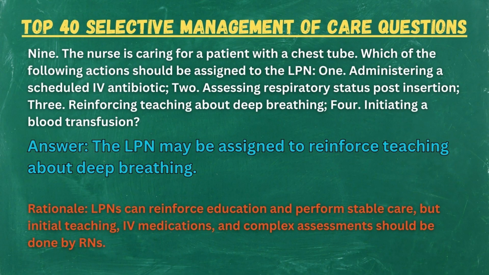9. The nurse is caring for a patient with a chest tube. Which of the following actions should be assigned to the LPN? 1. Administering a scheduled IV antibiotic. 2. Assessing respiratory status post-insertion. 3. Reinforcing teaching about deep breathing. 4. Initiating a blood transfusion? Answer.